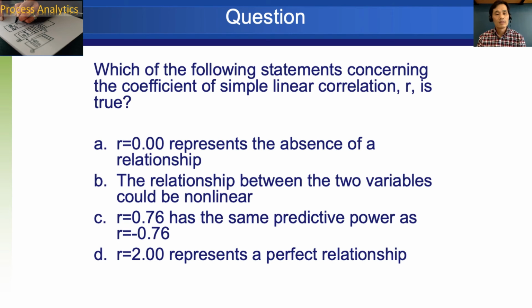C, 0.76 has the same predictive power as negative 0.76. Predictive power is a separate thing. D, correlation is 2, and it represents a perfect relationship. If it is 1, that means it's a perfect relationship. There's no such thing as 2 in correlation. So the answer is B.